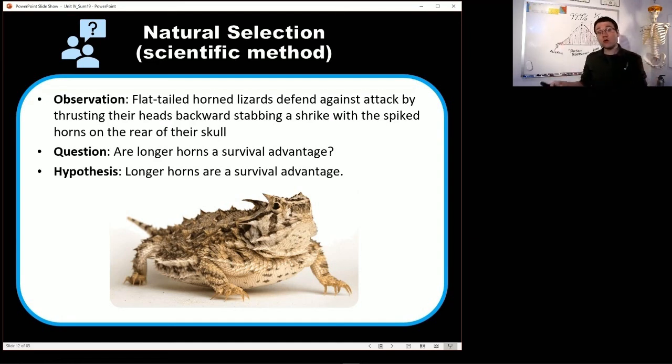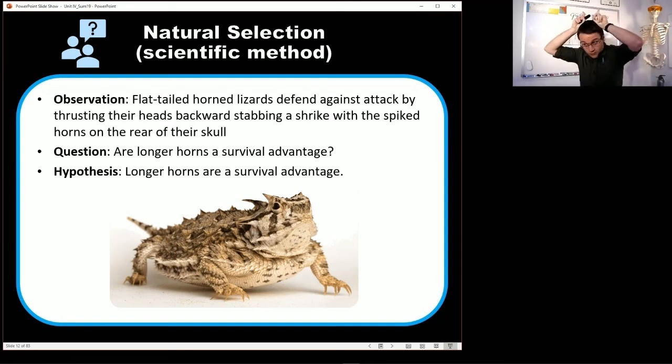If you have two longhorn parents which mate together, they are going to have longhorned offspring. If you have two short-horned parents which mate together, they're going to have short-horned offspring. So this is one of these traits that natural selection can in fact act on. And you would suppose that probably longhorns are a survival advantage, right? That gives you a tactical advantage.